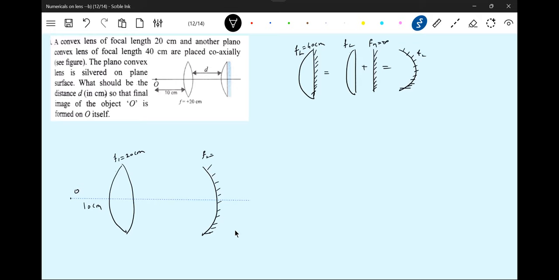So how do we calculate? 1 by F2 equal to 1 by FM minus 2 by FL. Silvered lens formula. F2 it is, infinity, 2 by plus 40. So F2 is equal to minus 20 centimeter. So I got this.